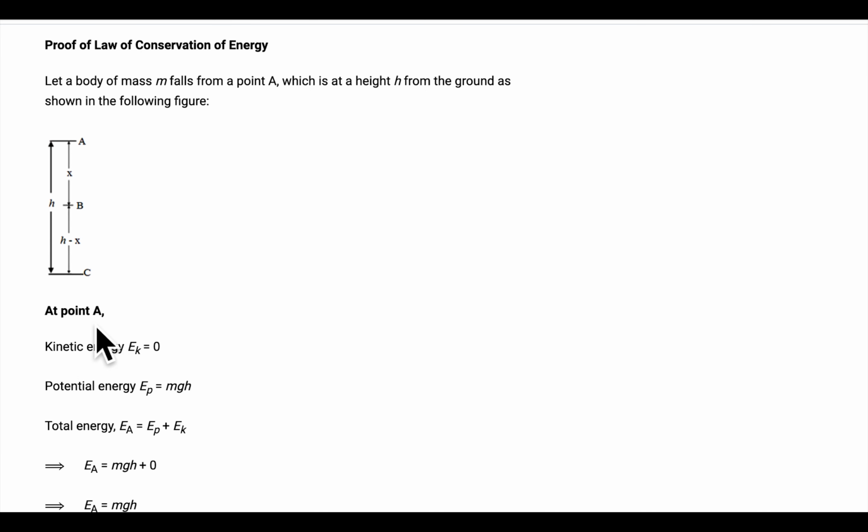At point A, the object is at rest, so kinetic energy is equal to 0. We write Ek for kinetic energy and Ep for potential energy. And potential energy at this height, we know that potential energy is equal to mgh. So total energy at point A is equal to Ep plus Ek, that is equal to mgh plus 0, so energy at point A is equal to mgh.